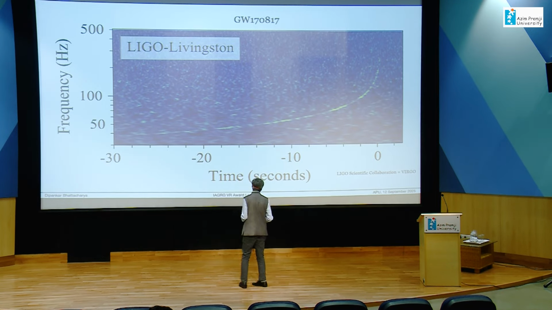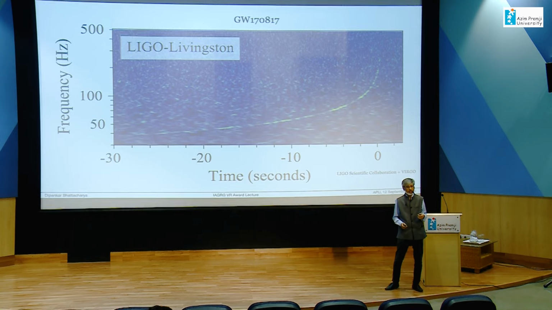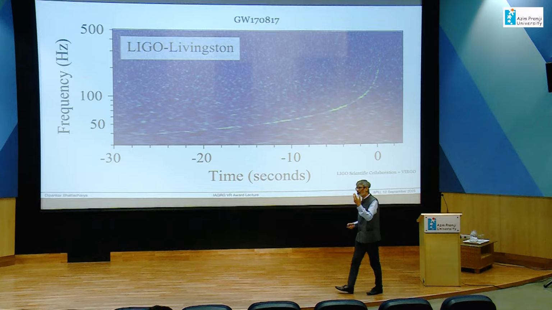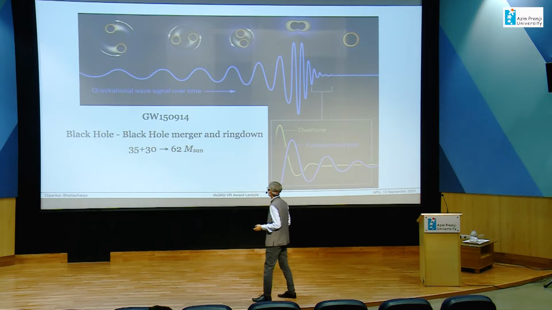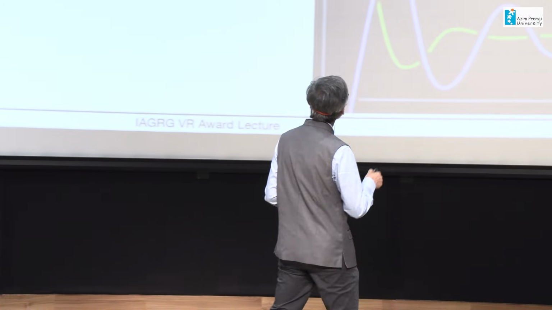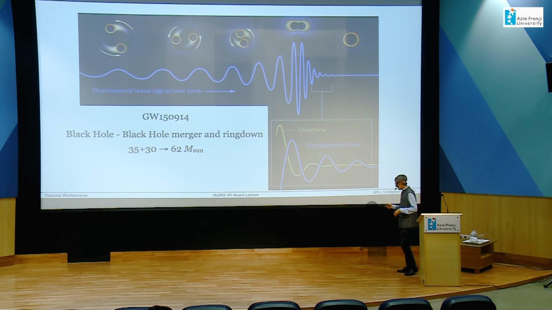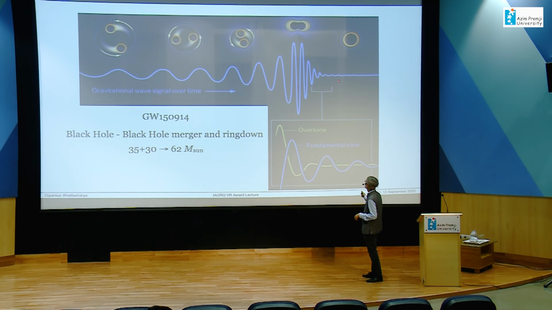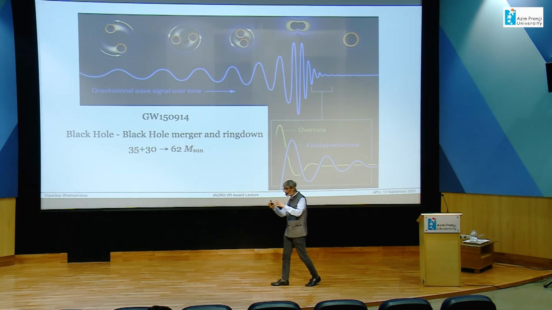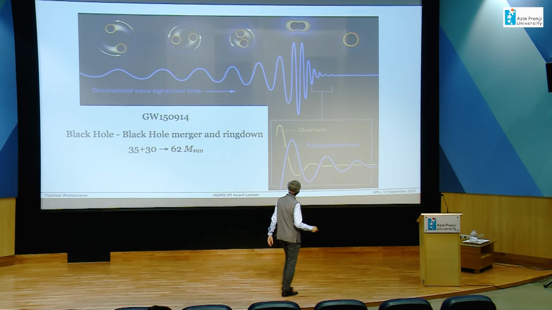But this was not the first merger that was detected. This is the first double neutron star merger detected. The very first merger that was detected by LIGO was two black holes. That is 150914. And this is the waveform, which with further analysis has now been further cleaned up. And you see the chirp waveform and merging over here, and then a ring down. A ring down is a characteristic signature of after merging, the black hole oscillates and then settles down while emitting gravitational waves.